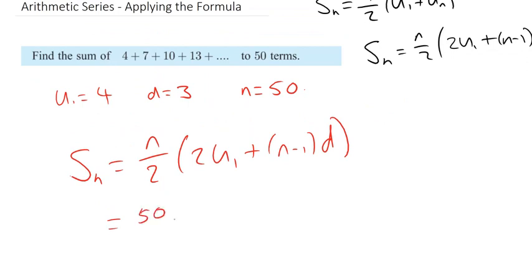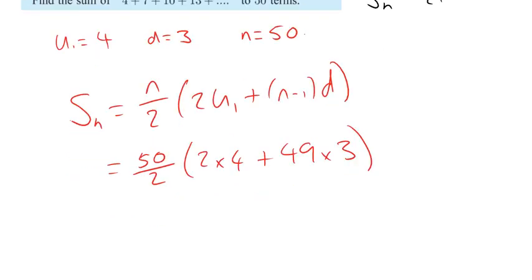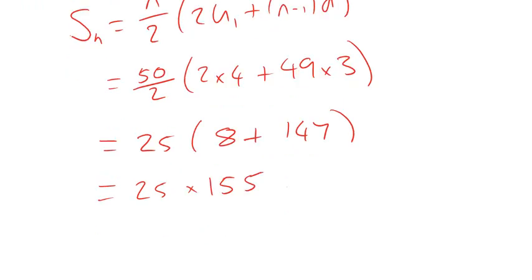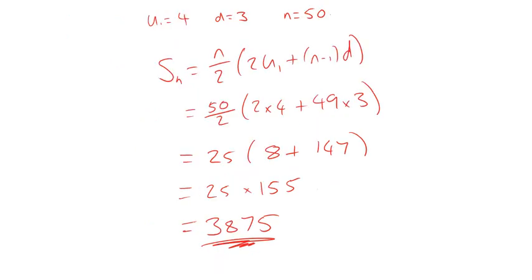Sn equal to n over 2 (2u1 + (n - 1)d), and let's start putting those numbers in and see if we can work it out. So we're going to have 50 over 2, times 2 times 4, plus 49 times 3. That's just me swapping in the numbers. We haven't done much simplifying yet, so that will be 25 multiplied by 8 plus 147, so 25 multiplied by 155. If I work that out on a calculator, that is 3,875. And we've done it. That wasn't too bad at all.